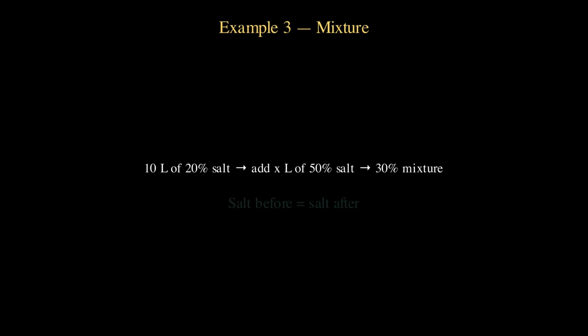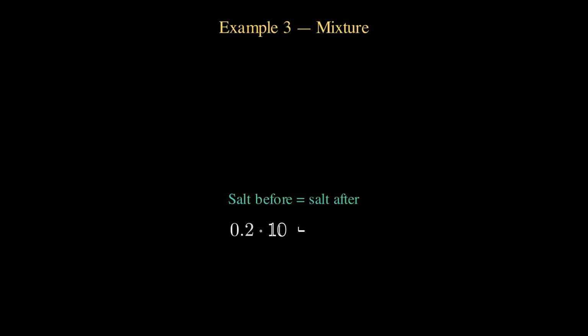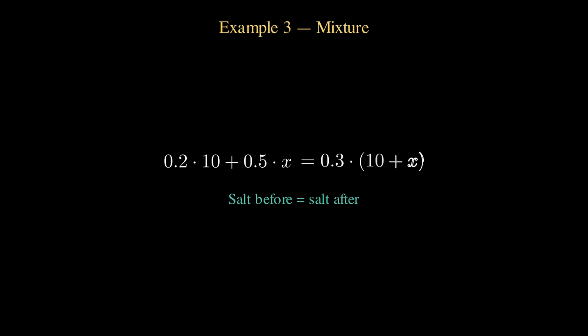Example 3, a mixture. You have 10 liters of 20% salt solution. You want 30% salt. The key idea is that the amount of pure salt before equals the amount of pure salt after, once you account for total volume. Salt from the first part is 0.2 times 10. Salt from the added part is 0.5 times x. The mixture has volume 10 plus x liters, and it should be 30% salt, so the right side is 0.3 times the quantity 10 plus x.